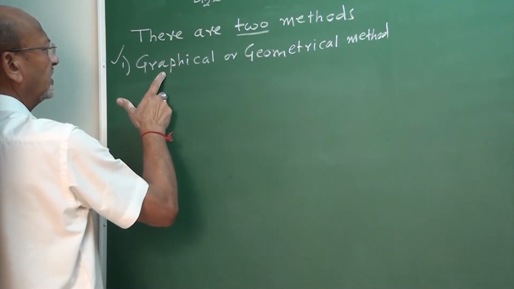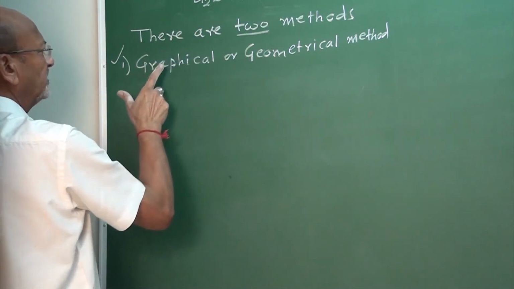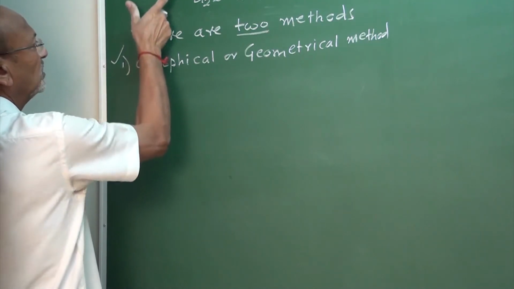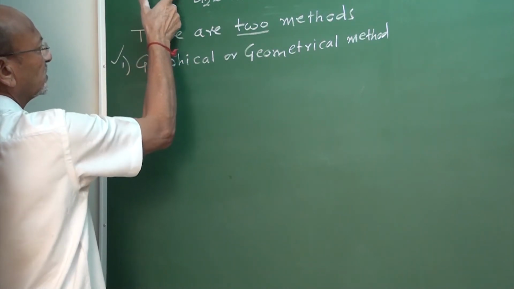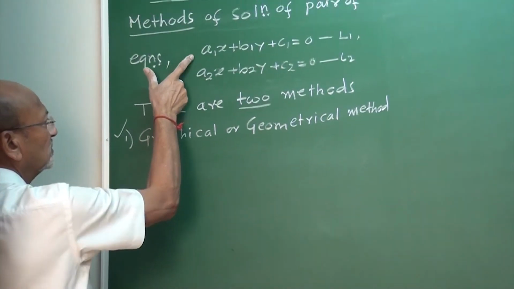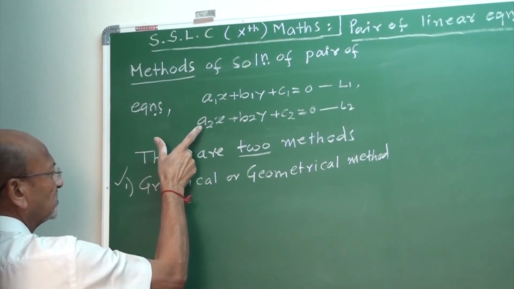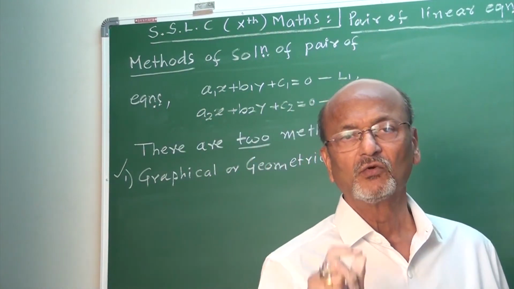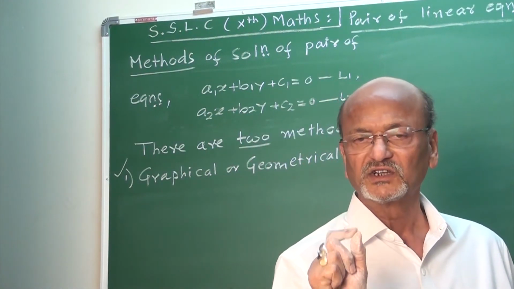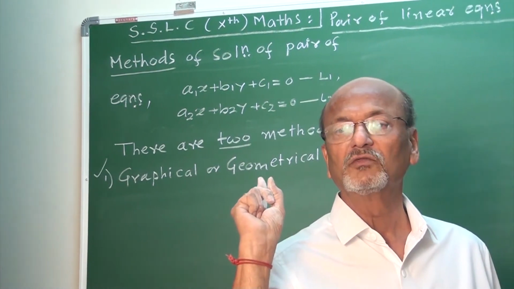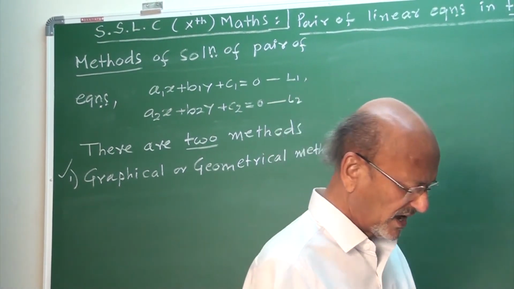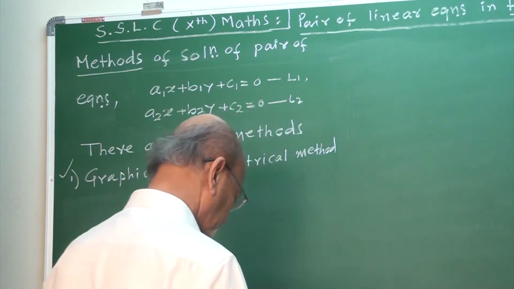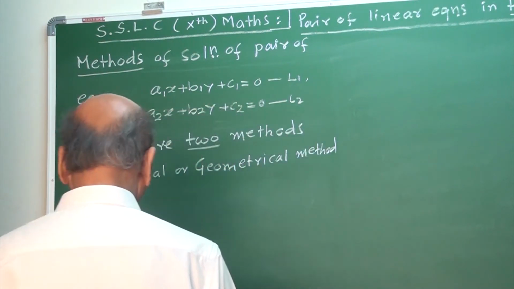To draw a graph, or to solve graphically, we need algebraic equations, two equations of the two lines. With the help of the algebraic equations, we draw the straight lines given by the two equations. Yes, my friends, I take one example.